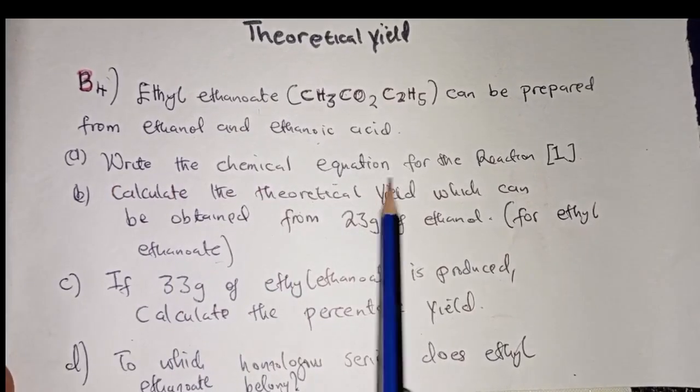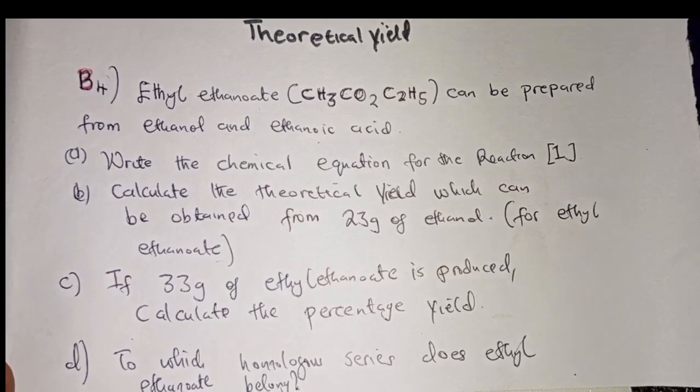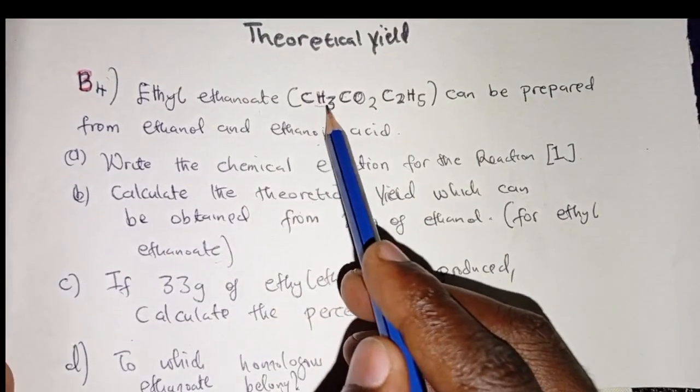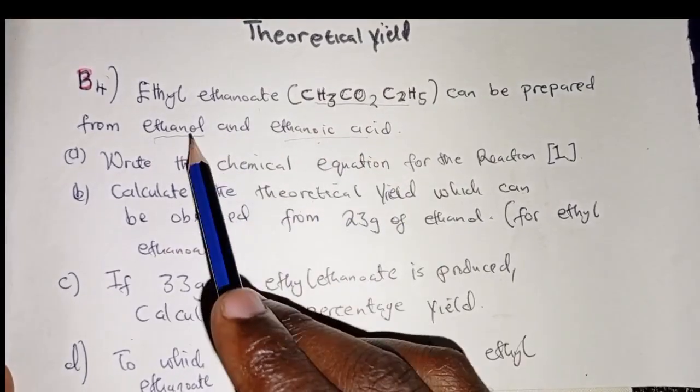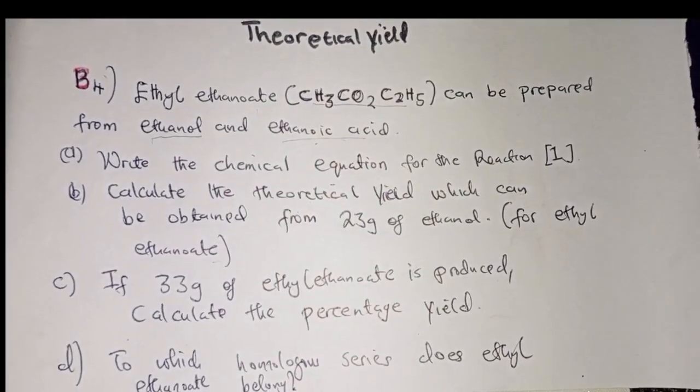So write the chemical equation for the reaction. Which reaction? We're trying to prepare ethyl ethanoate. It can be prepared from ethanol and ethanoic acid. So these two are what? Our reactants. Okay, let's head over to the questions.